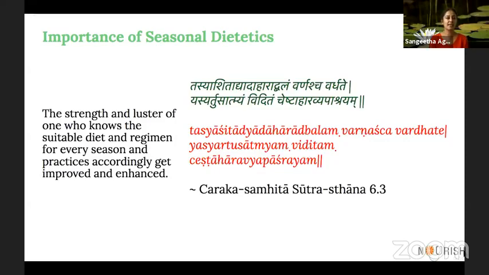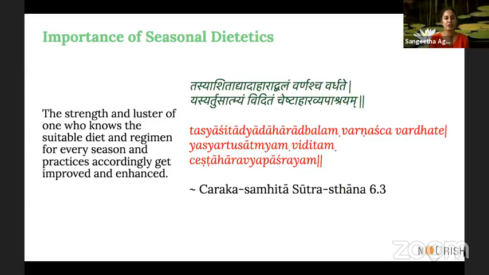The reason why it's important is that we align ourselves to these naturally occurring rhythms. By aligning ourselves to these naturally occurring rhythms, we are able to bring harmony to our body, and we're able to prevent diseases. This is a quotation from one of the classical texts of Ayurveda called Charaka Samhita. Here, Acharya Charaka is stating that one who follows a seasonal regimen would be blessed with enhanced strength and luster.